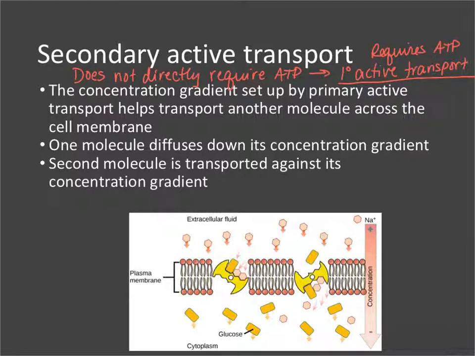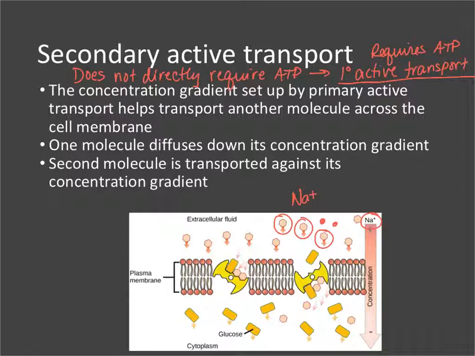So what happens is that during primary active transport, remember that we're setting up a concentration gradient for sodium. So we end up with a lot of sodium, which are basically these things here, on one side of the cell membrane. And then there would also be potassium on the other side, but we're just going to focus on the sodium concentration gradient for our example here.